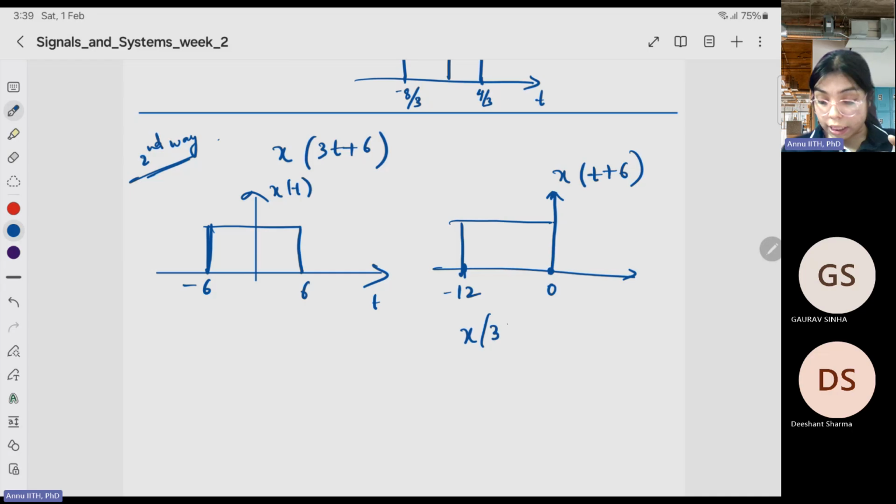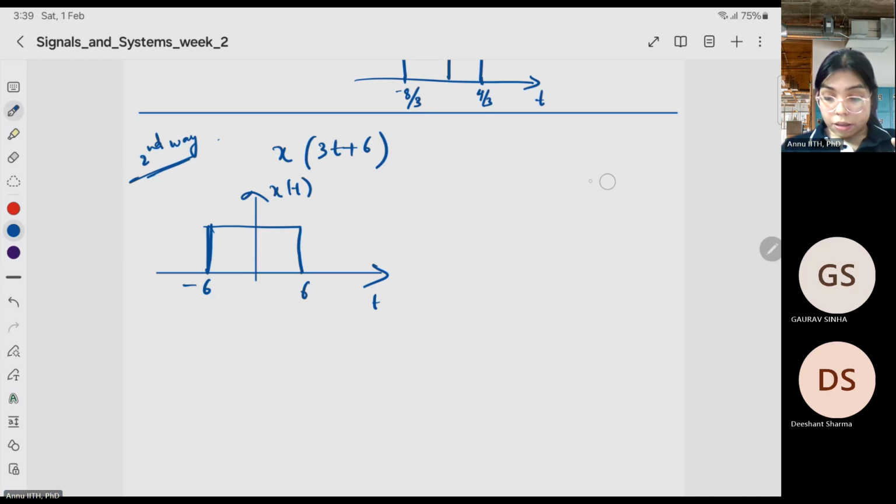Suppose if you do 3t, it will become 18, right? Because now it is x of t plus 6. So this is the wrong way. You cannot do it like this. If you want to do it, the plus sign also needs to follow along with the compression. So x of 3t plus 2.